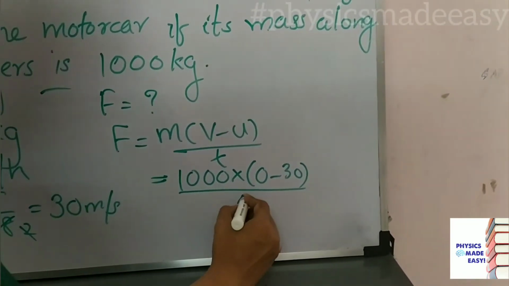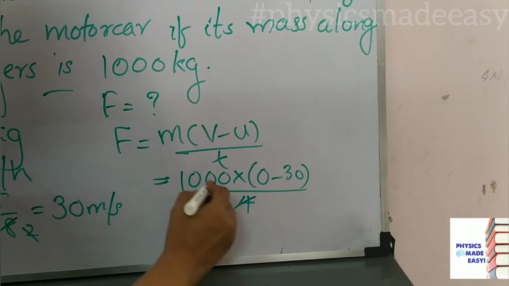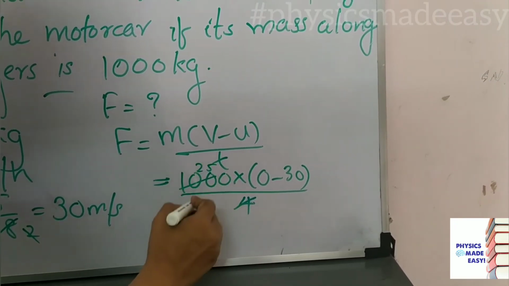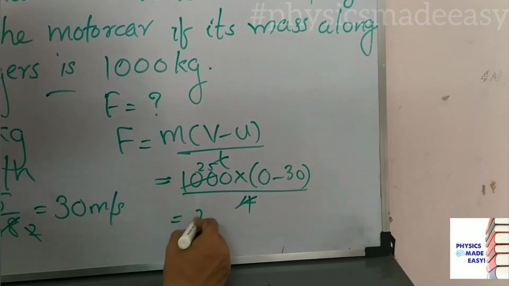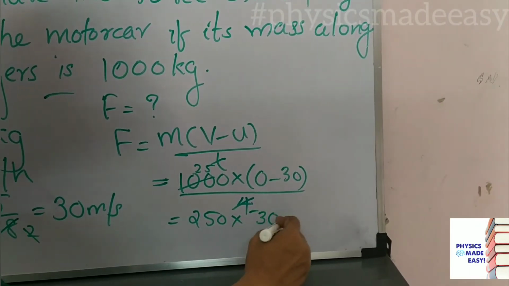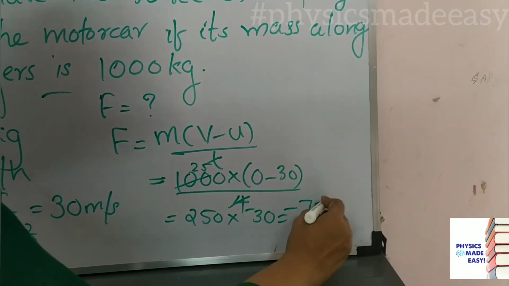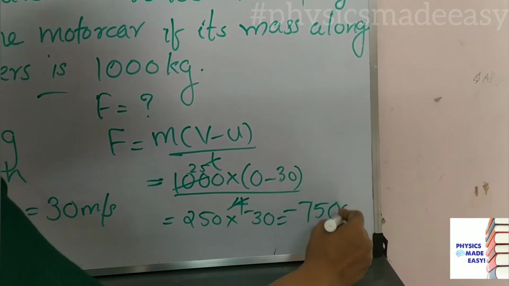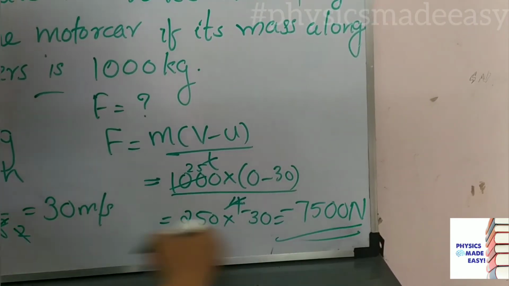4. So here we can cancel this. Here you will get 250 into minus 30, you will get minus 7500 Newton. This is the exerted force.